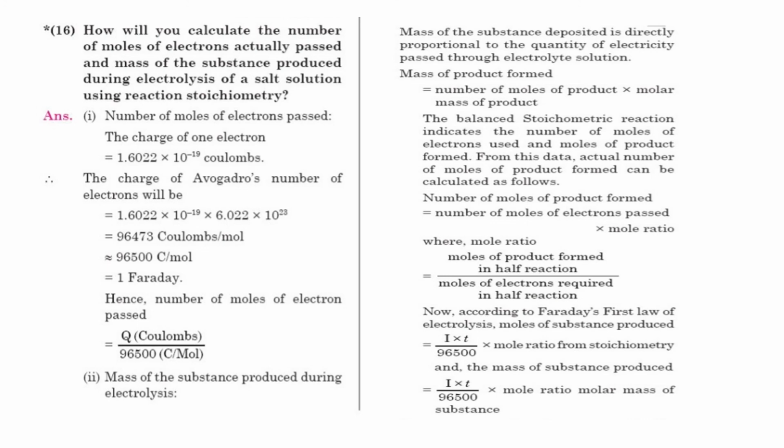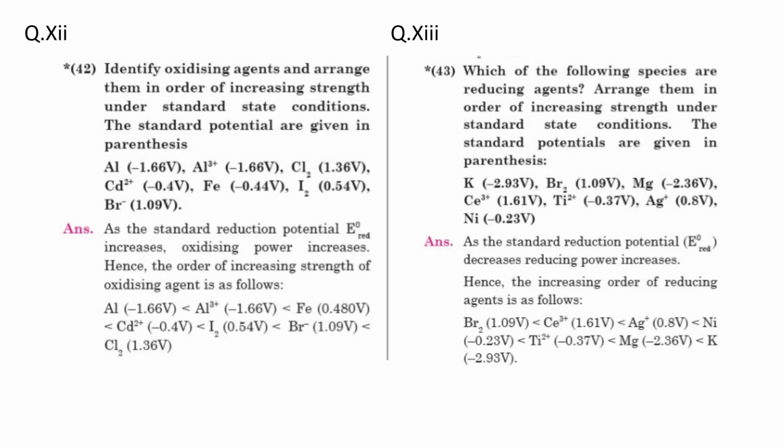Now, according to Faraday's first law of electrolysis, moles of substance produced is equal to I into t, that is Q upon 96,500, into the mole ratio from stoichiometry, and the mass of substance produced is equal to I into t upon 96,500 into mole ratio into molar mass of the substance. Questions 9, 10 and 11 are from the omitted topics. Let us go for the 12th question.